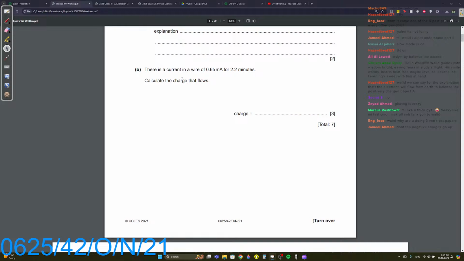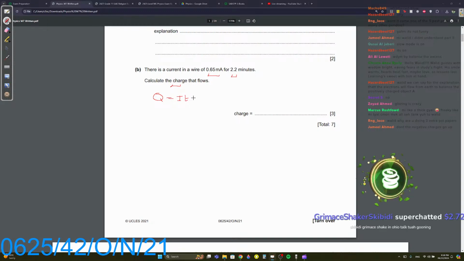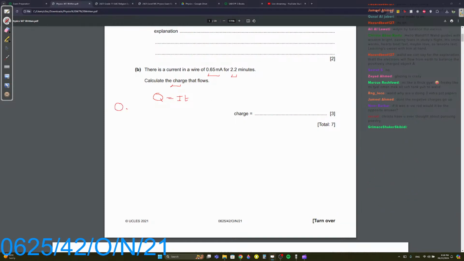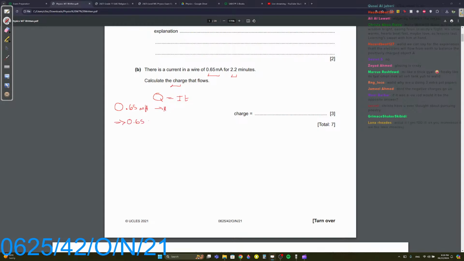Let's go part B. There is a current in a wire of 0.65 milliampere for 2.2 minutes. Calculate the charge. Guys, this is very easy. Q equals IT. We have the current 0.65 milliampere. Can we solve if it's in milliampere? No. We have to change milliampere to actual ampere. How do we do that? It's equal to 0.65 times 10 to the power of negative 3 ampere, right?